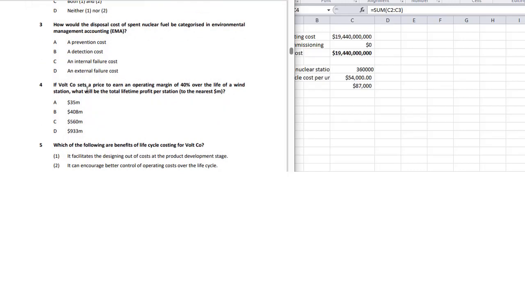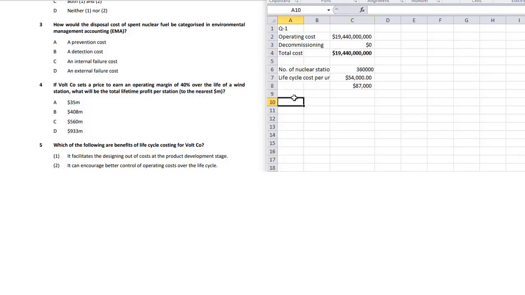Now, question 4: if Voltco sets a price to earn an operating margin of 40% over the life of the wind station, what will be the total lifetime profit per station? First of all, we need to find out the selling price, and after that our operating cost, in order to get the total lifetime profit: selling price minus operating cost gives profit.